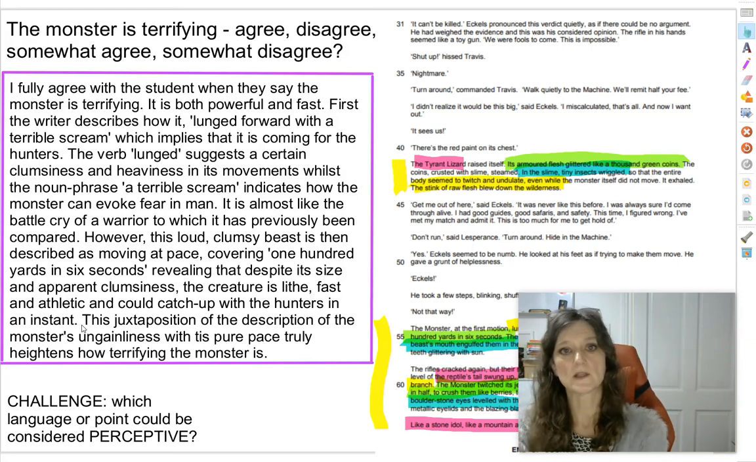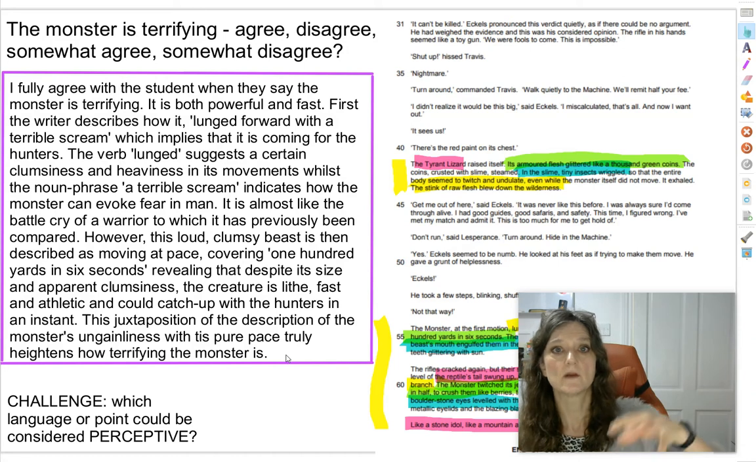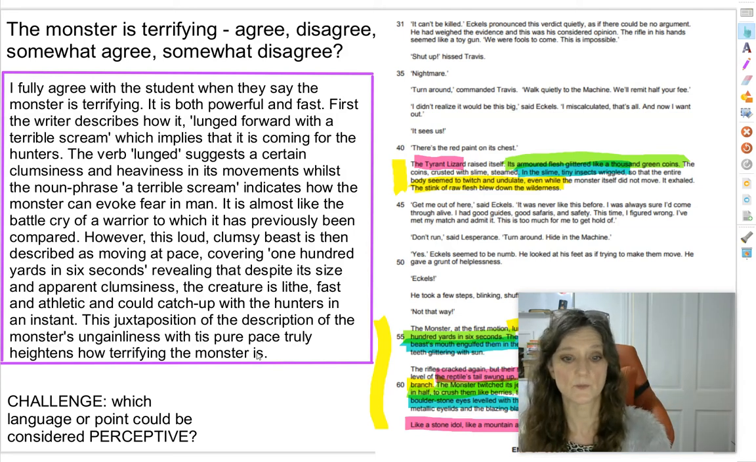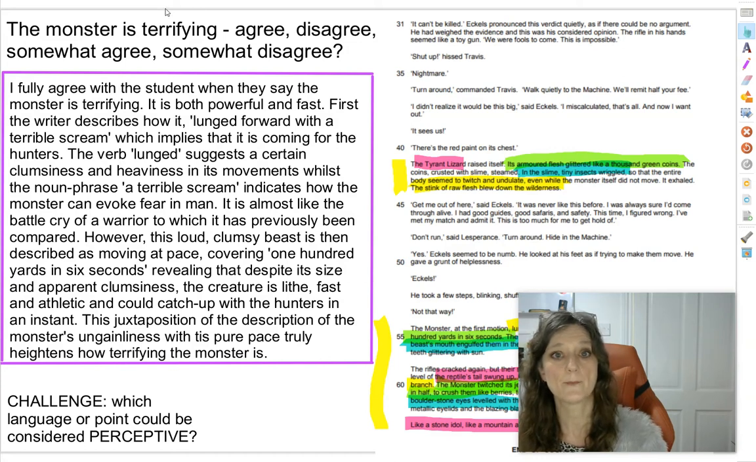So I'm not just zooming in on the language, I'm thinking structurally how that's working too. This juxtaposition of the description of the monster's ungainliness with, I should say, its pure pace truly heightens how terrifying the monster is. So you see, to evaluate, I've looked at how its clumsiness is put next to its speed. And when you put those two things together, you've got a creature which is really quite invincible. And I've linked that with that word terrifying back to the student's statement.